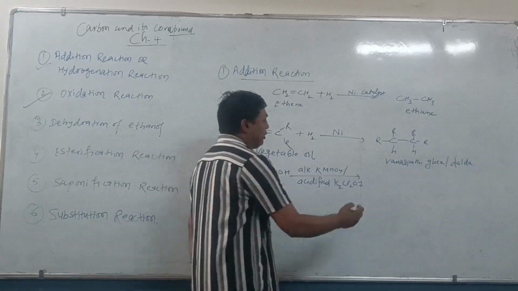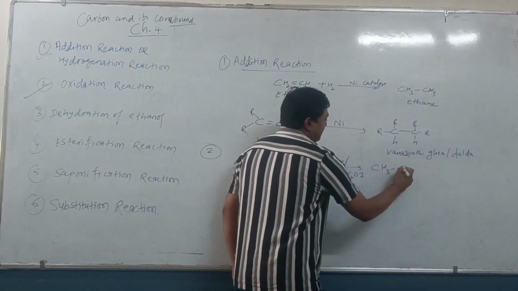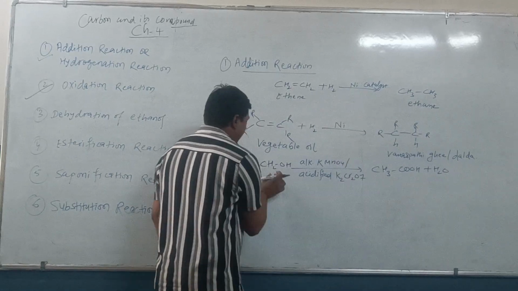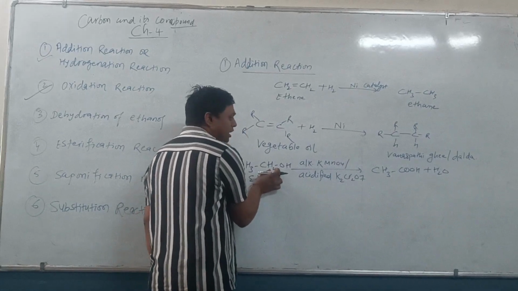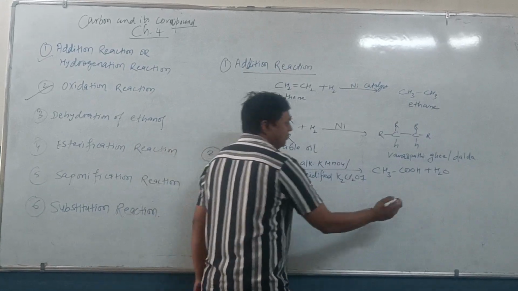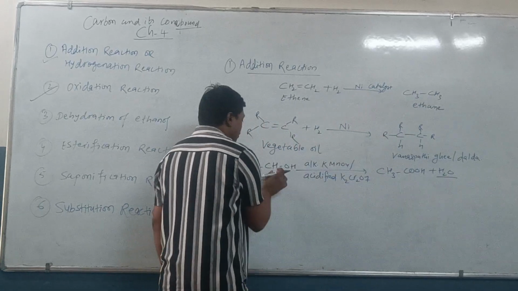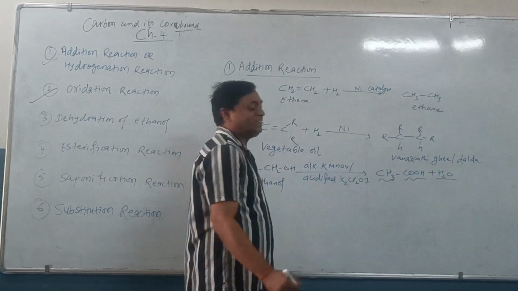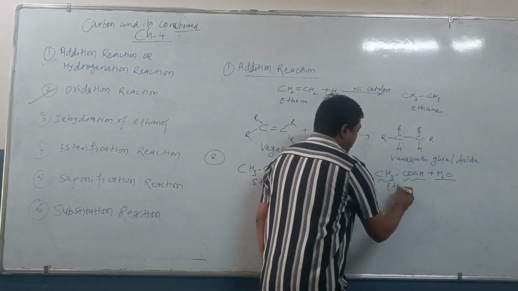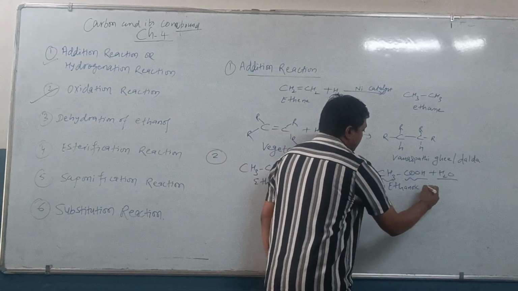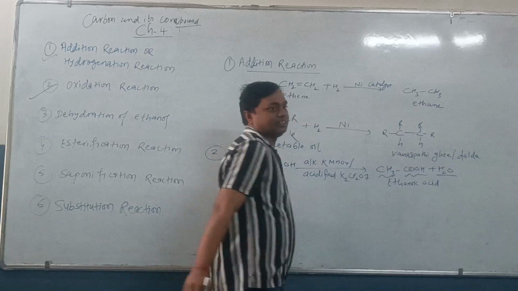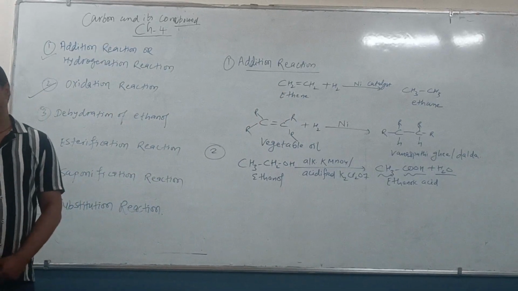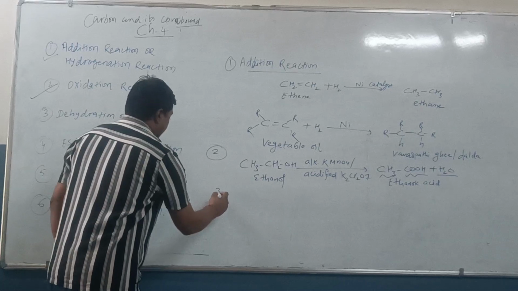Ethanol changes into ethanoic acid, CH3COOH plus H2O. See what is happening? Hydrogen is removed and one oxygen from the oxidizing agent will form water, and one oxygen is added here. So that's why CH3COOH. This is ethanoic acid, also called acetic acid. This is the oxidation of ethanol.